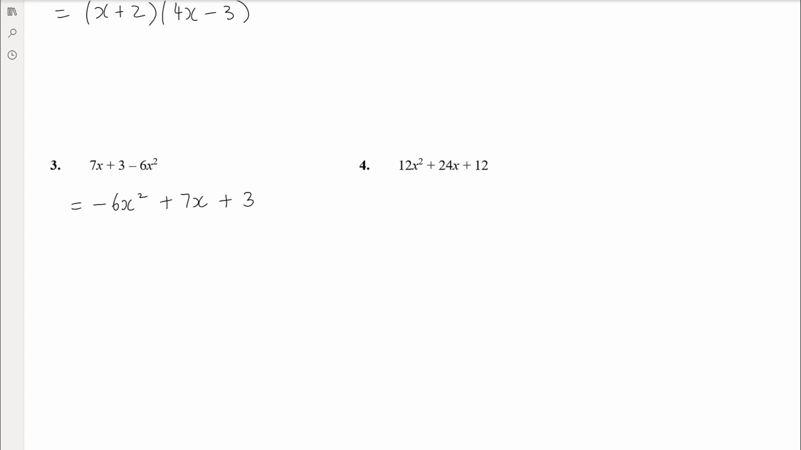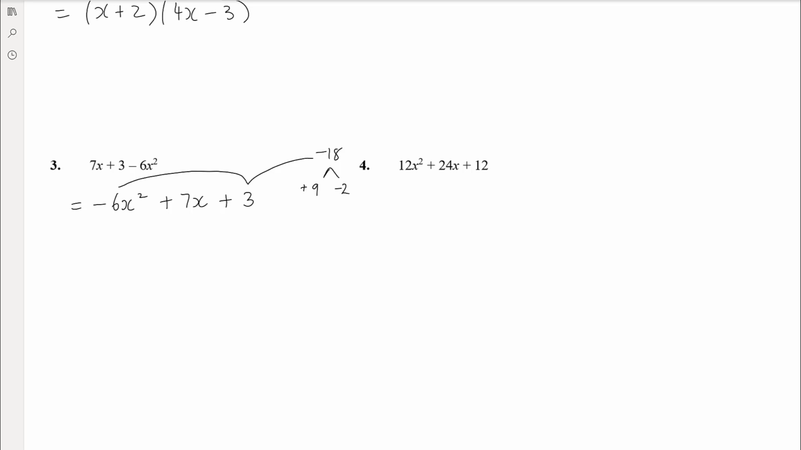So we're going to do negative 6, the coefficient of x squared, times positive 3, the constant term, to get negative 18. And we are looking for factors of negative 18 that add up to 7. So I'm thinking about 9 and 2. One of them has to be negative to multiply to give negative 18. And they're going to need to add up to positive 7. So we're going to need positive 9 and negative 2.